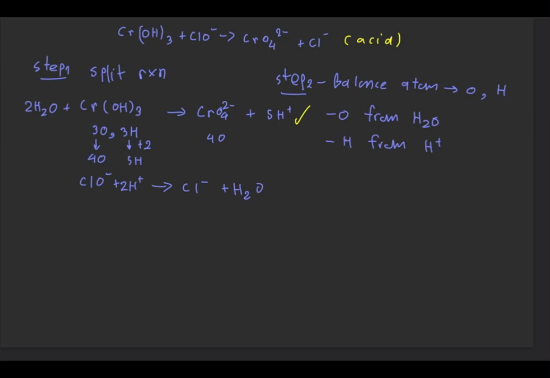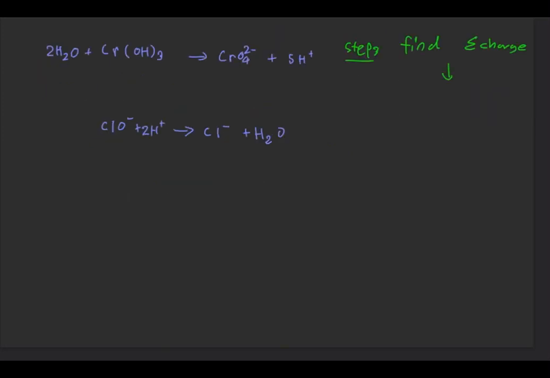Now for step 3, we are going to find the total charge and balance it by adding electrons. This is our last part for this step, balancing with electrons. Let's start with the first reaction. The total charge on the left side is 0. To check the charge of each molecule, just look at the top right. Since there is nothing there, it is 0.